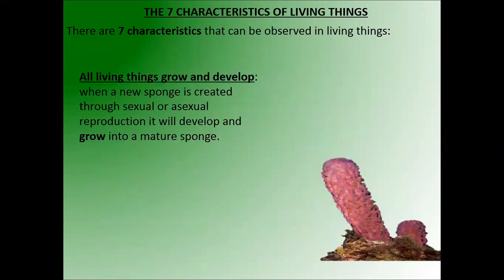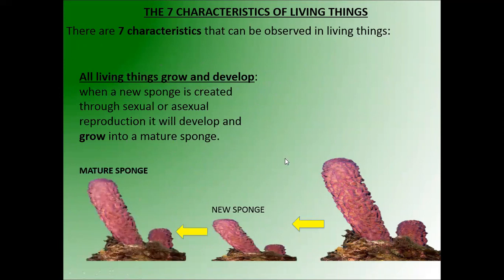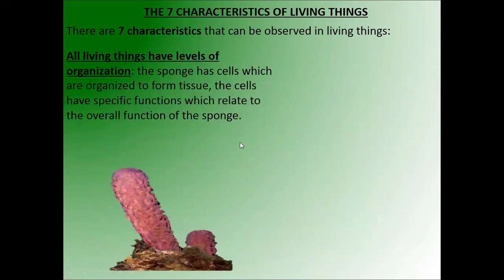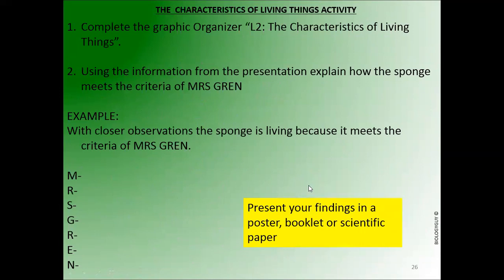And also, all living things should grow, which means to become from a small stature to a bigger and bigger stature. So this is called a mature sponge, from a new sponge to a matured one. And also, we should know that there is a level of organization in all organisms. We start from the cell level, to the tissue level, to get to the last level.